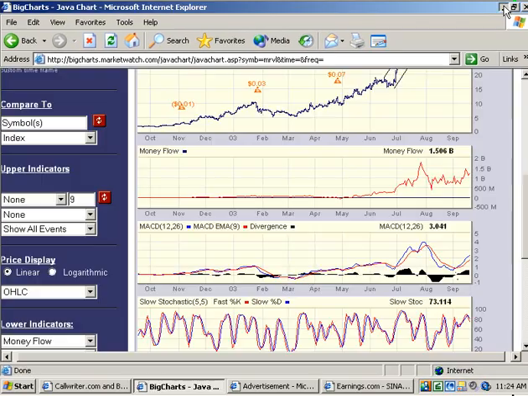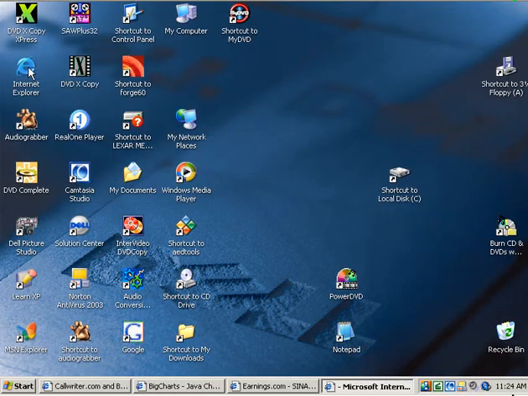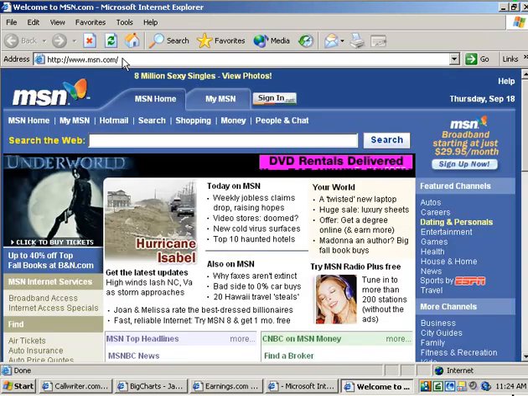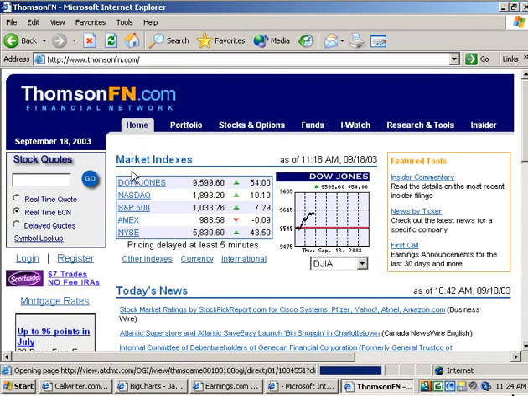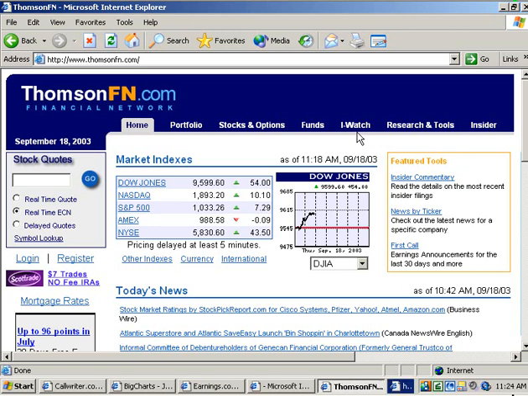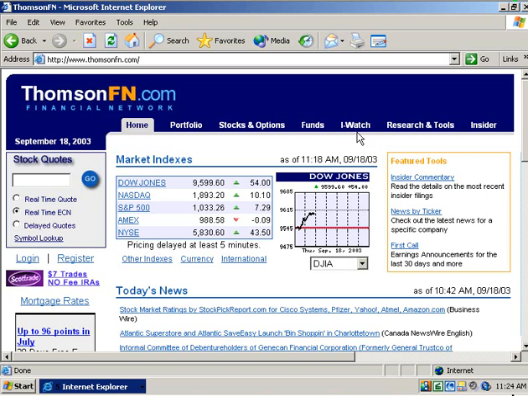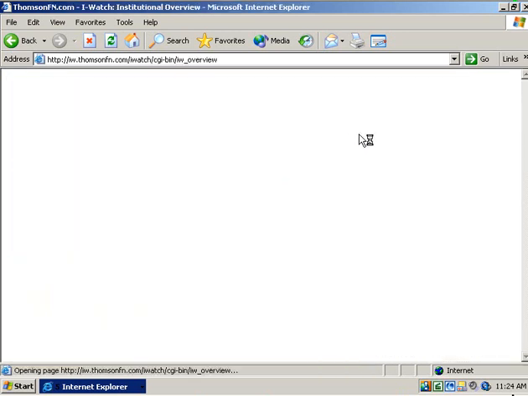Let's click out here, and we're going to go to ThompsonFN.com. So we're going to go back to our Explorer and type in www.thompsonfn.com, and we're just going to simply hit the enter button. And basically what we're looking at when we get in here is the iWatch link. iWatch stands for Institutional Watch. Institutional investors mean your big boys, like your big banks, big insurance companies, big mutual funds, anybody that has a lot of money to buy up a lot of stock at the same time or sell a lot of stock at the same time. So let's click on the iWatch link and find out what the big boys think about the SINA stock.